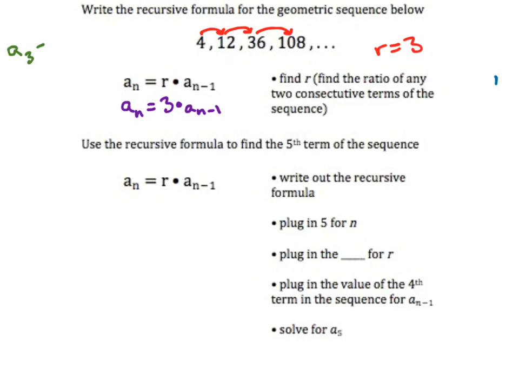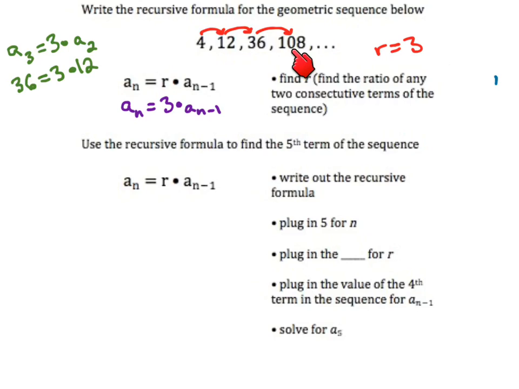Look at another example. A sub 3, the third term in the sequence, equals 3 times the previous term, A sub 2. That's why we do A sub n minus 1. We're always looking at the previous term. Well, 36, the third term, equals 3 times 12, the second term. Alright, so use the recursive formula to find the fifth term of the sequence.